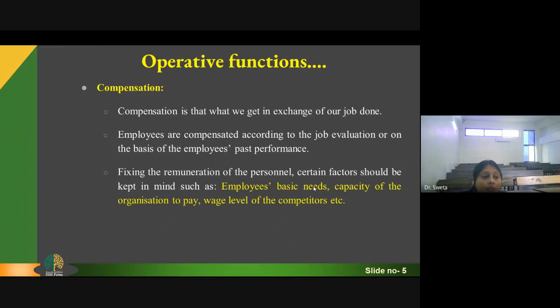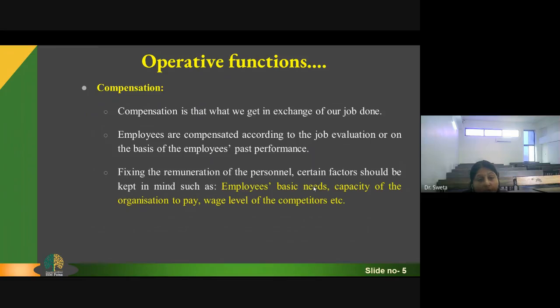And coming to the third and important function, that is compensation. Talking about compensation, it is something an employee gets in exchange for their work done in the organization, and they are compensated on the basis of job evaluation, not on the basis of their performance. Means the job descriptions and specifications are developed, and on the basis of that, the evaluation of the job is being done, and the worth value of the job is predetermined.